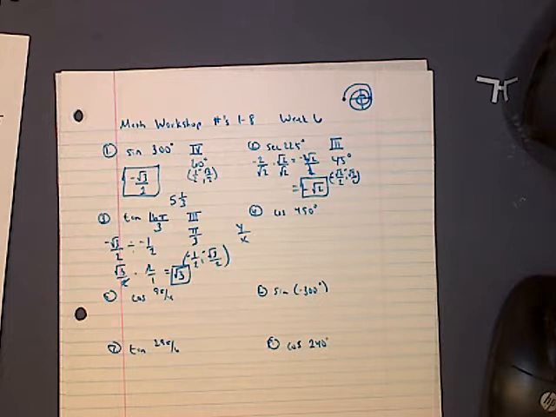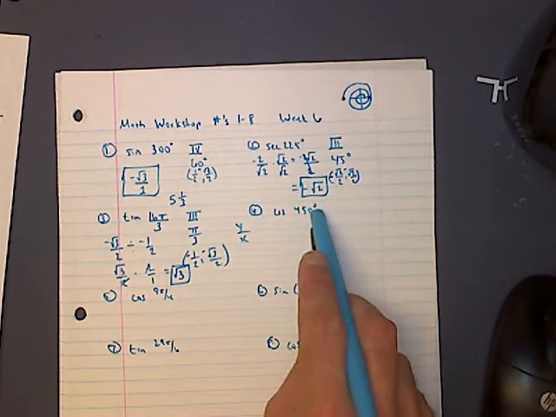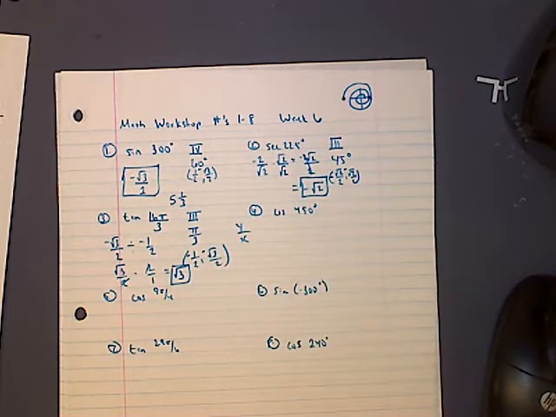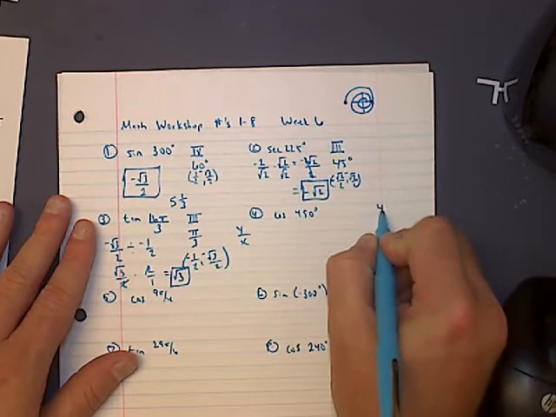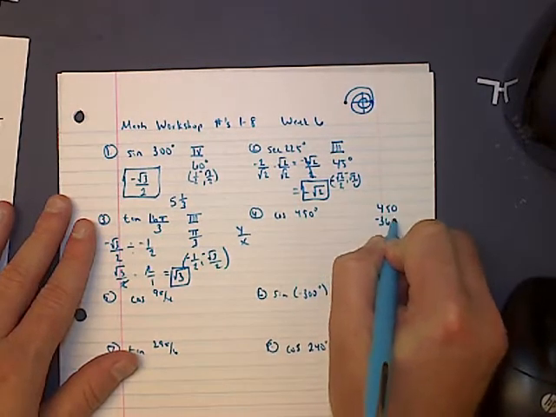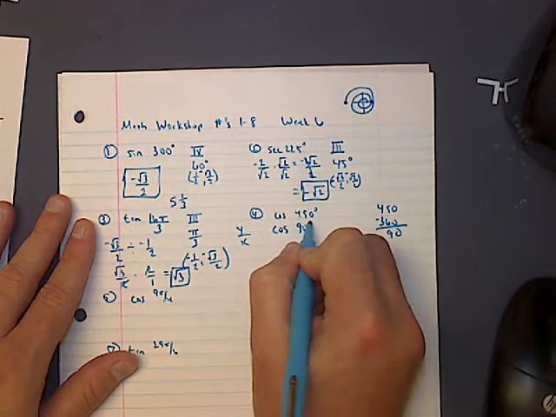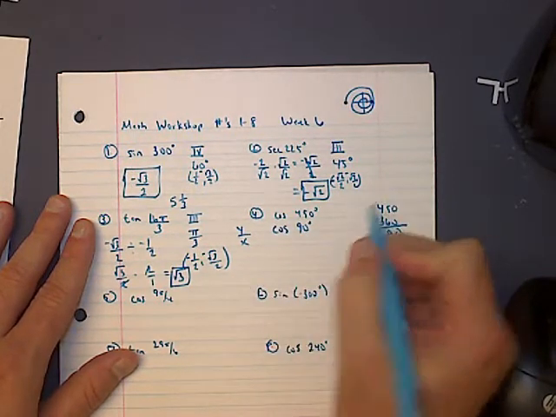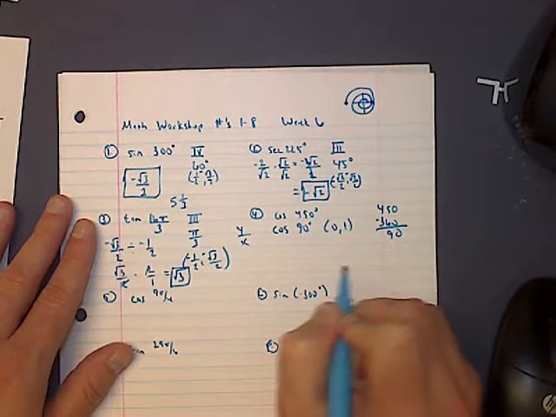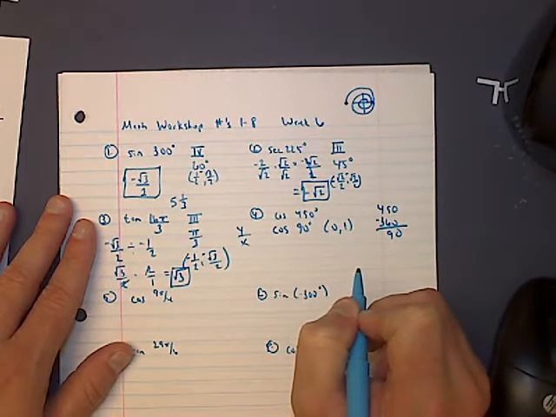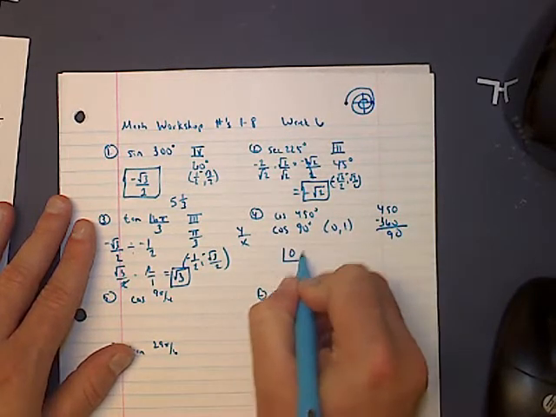All right, number 4. Cosine of 450. I want to find an angle that is coterminal with 450 that lies between 0 and 360. So I'm going to say 450 minus 360. That gives me 90. So I'm really finding the cosine of 90 degrees. Well, that's one of your major points. So 0, 1 is the ordered pair. I want the cosine. That is your x value. So 0 is my answer.